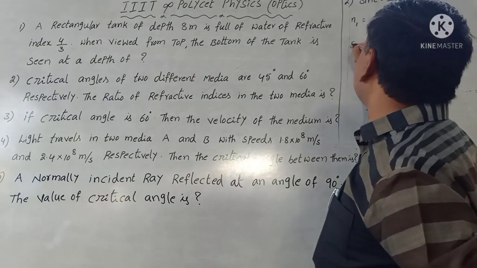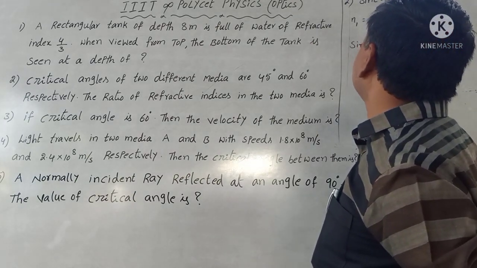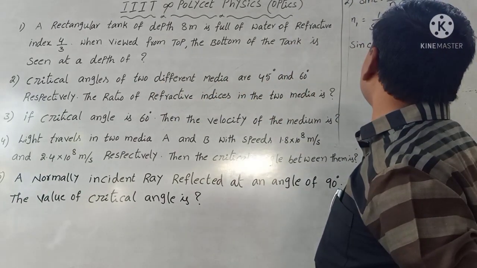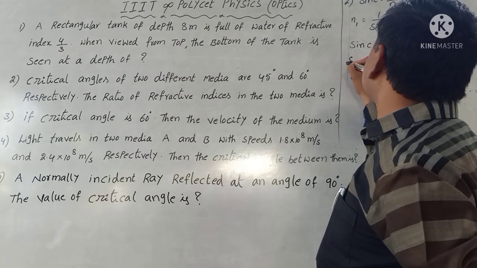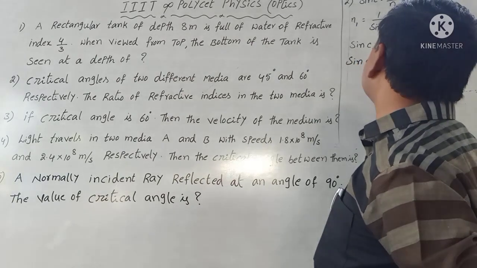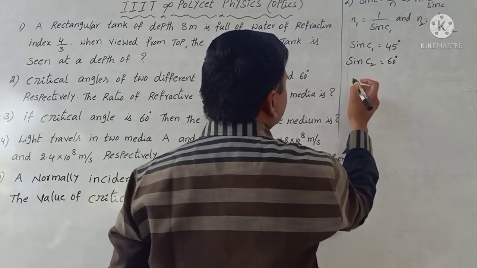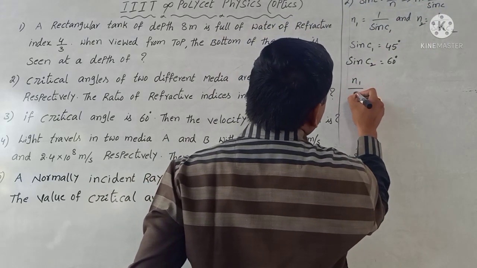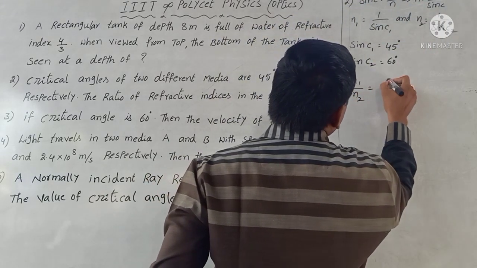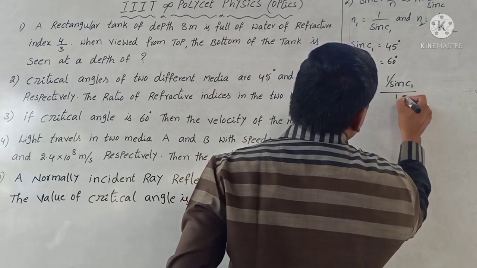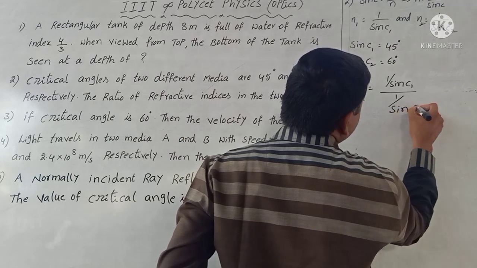Here the critical angles are given. What are the values? In the problem, the critical angle C1 is 45 degrees and C2 is 60 degrees. So what is the ratio of n1 by n2? n1 by n2 equals 1 by sin C1 divided by 1 by sin C2.